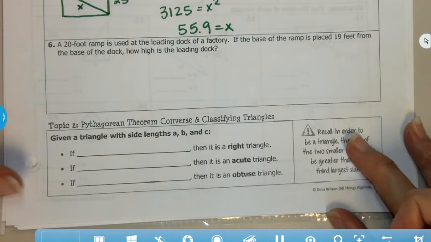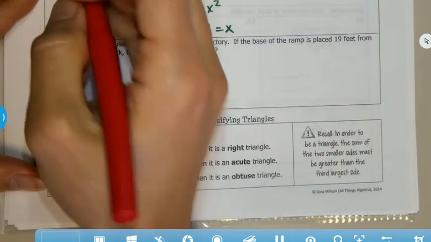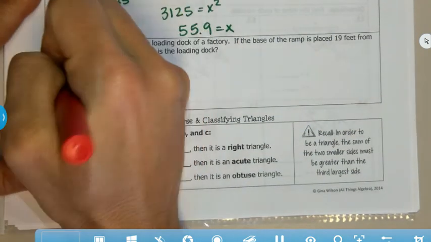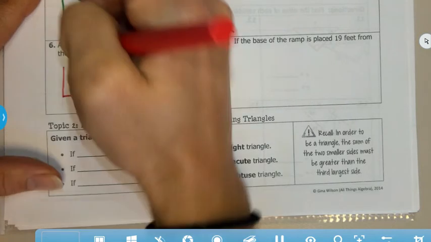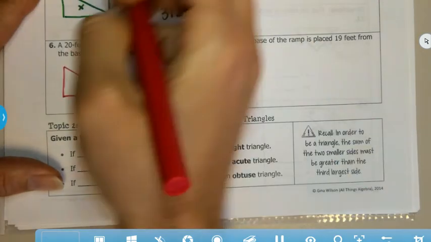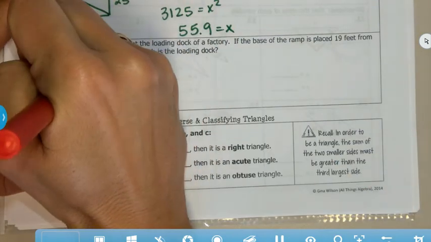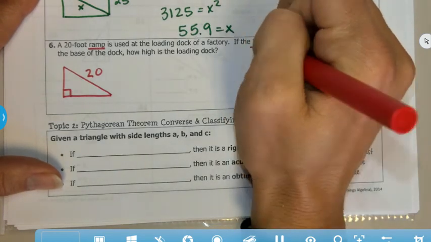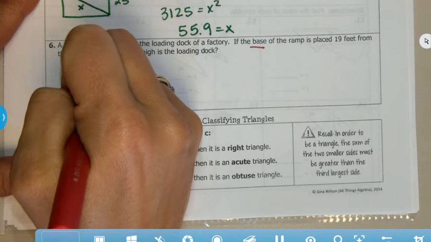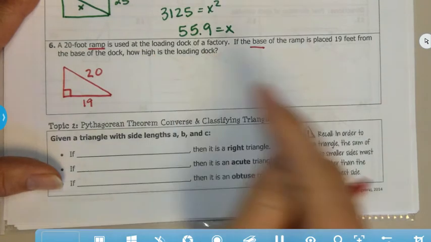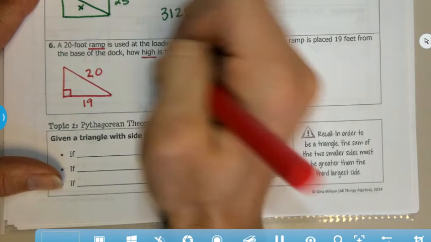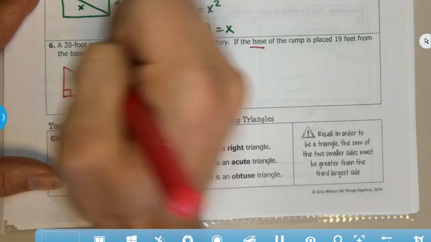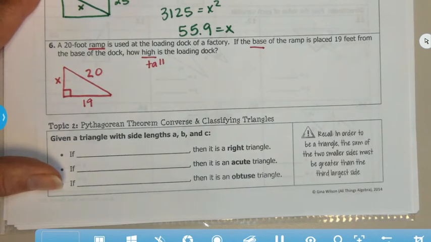A 20-foot ramp is used at a loading dock of a factory. Now, we always said that when we saw that word ramp, we were always talking about the hypotenuse. So that's a 20-foot ramp. The base of the ramp is placed 19 feet from the base of the dock. Remember, base means bottom. So that's 19 right there. And it says, how high is the loading dock? When you're asked about height, you're asked about the tall side. So that's x over here. Go ahead and find x now.